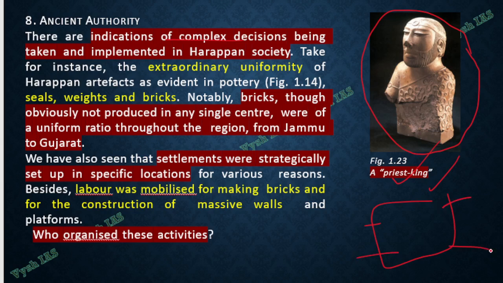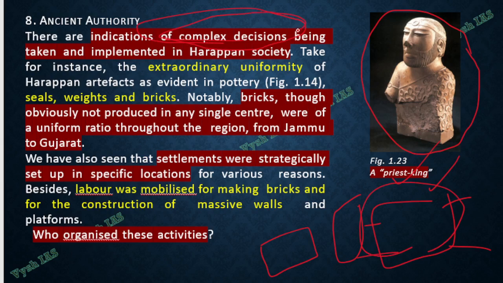It's all far away, and still the brick size was 4:2:1 everywhere. Or the granary size, or the way in which they burn it or dry it, or the way the drainage is planned across all the cities, everything is the same. That means there is somebody who is deciding it. There is some authority who is making all these complex decisions, and that is how they have a single center.